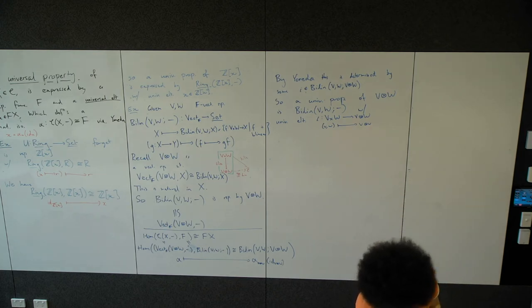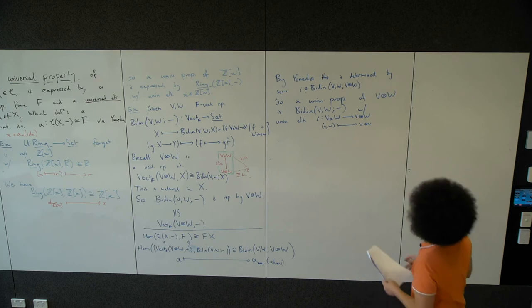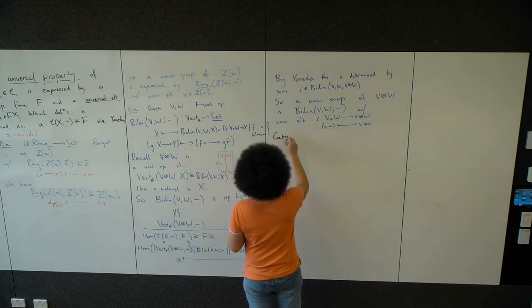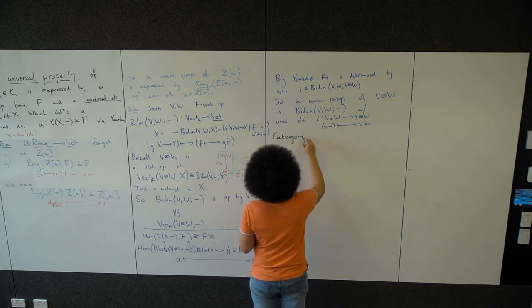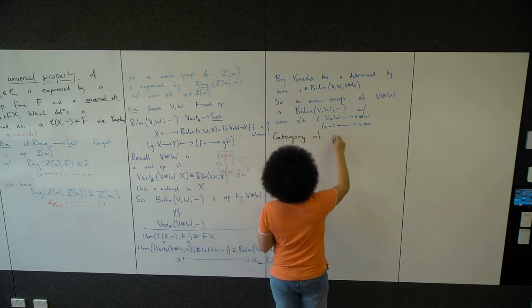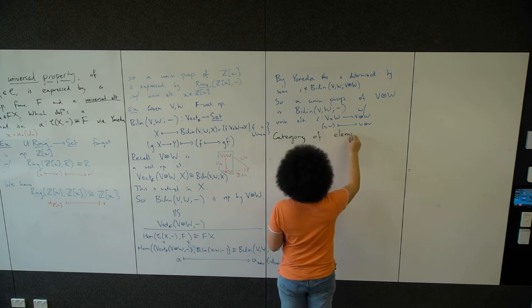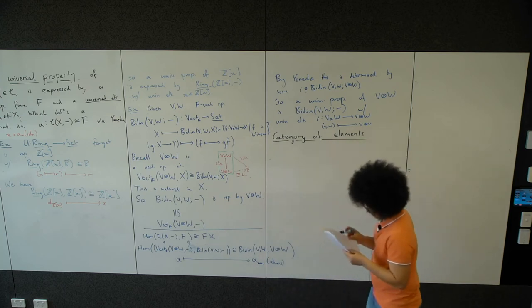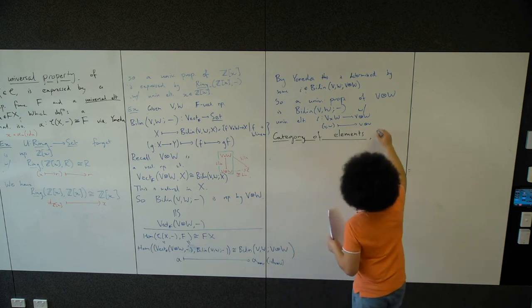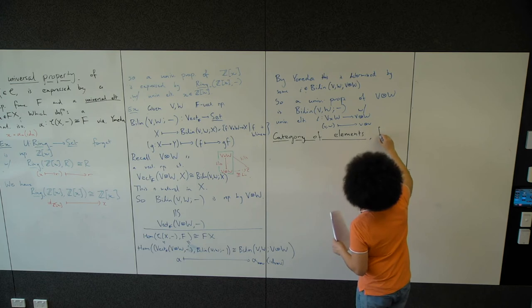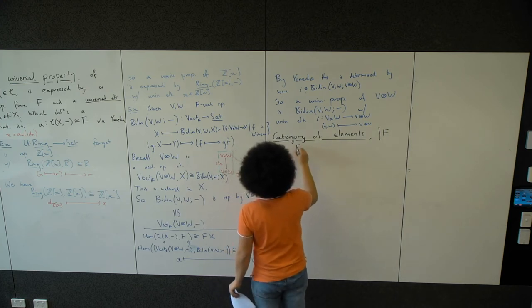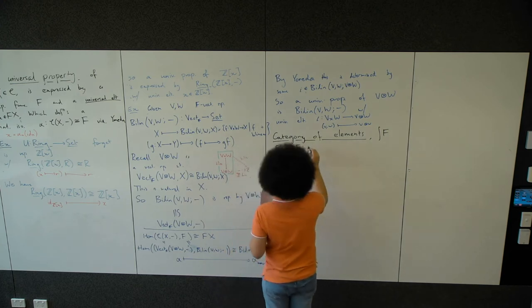That'll be the last thing I talk about today. So the category of elements is going to be called, I guess, integral symbol F. And this is going to be for some functor F.